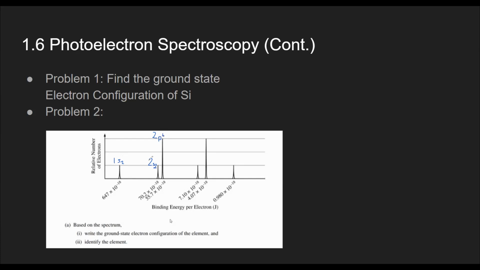I keep forgetting, my bad. 3s2, 3p6, and 4s2. And basically it becomes a pattern once you get it. So yeah, and then now you have to identify the elements.